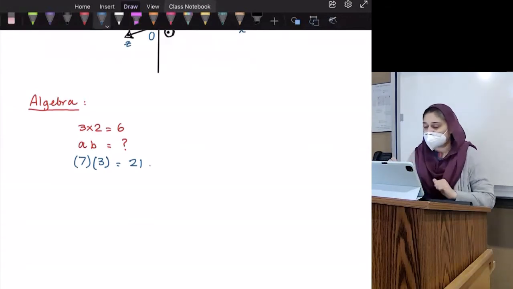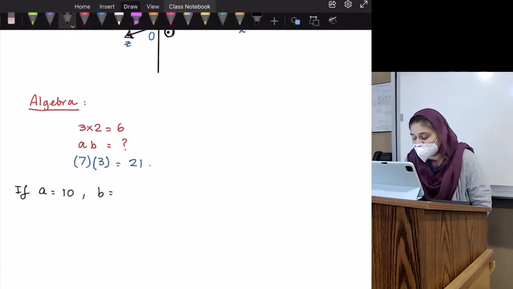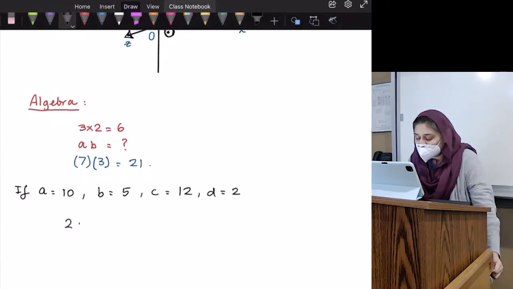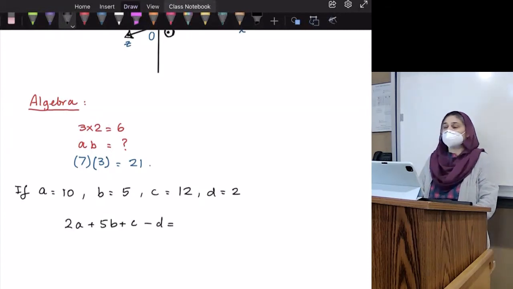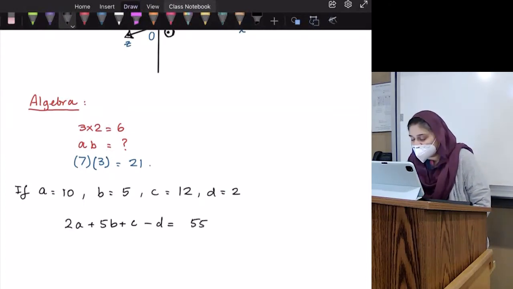So let's do a really quick question to remind ourselves. Pick a number for A. If A is 10, B is 5, C is 12, D is 2. Now do 2A plus 5B plus C minus D. What's the answer? 55. Someone else can do the math?